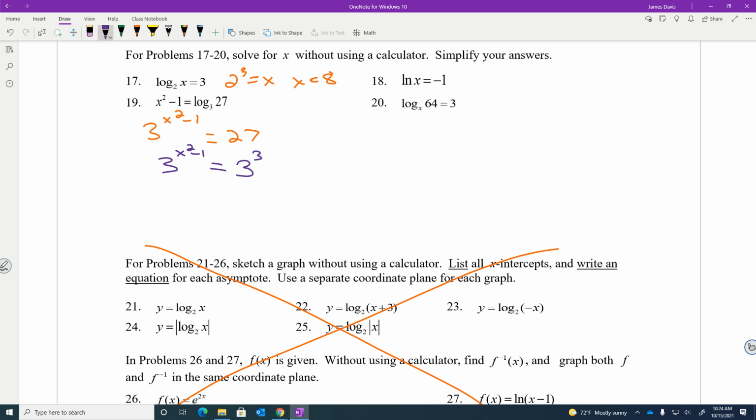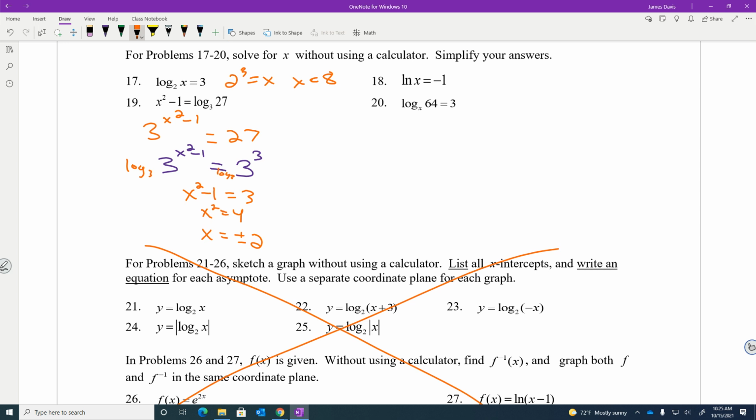So when you write them with the same base, you can then just set the exponents equal to each other. And part of the reason why is because then you're essentially just taking the log base 3 of both sides. You don't need to write that because, in a mathematical sense, if you have the same base, the exponents are going to be equal. So x squared minus 1 equals 3. So I'm kind of doing that, but without doing it. So x squared is 4. So x is plus or minus 2.